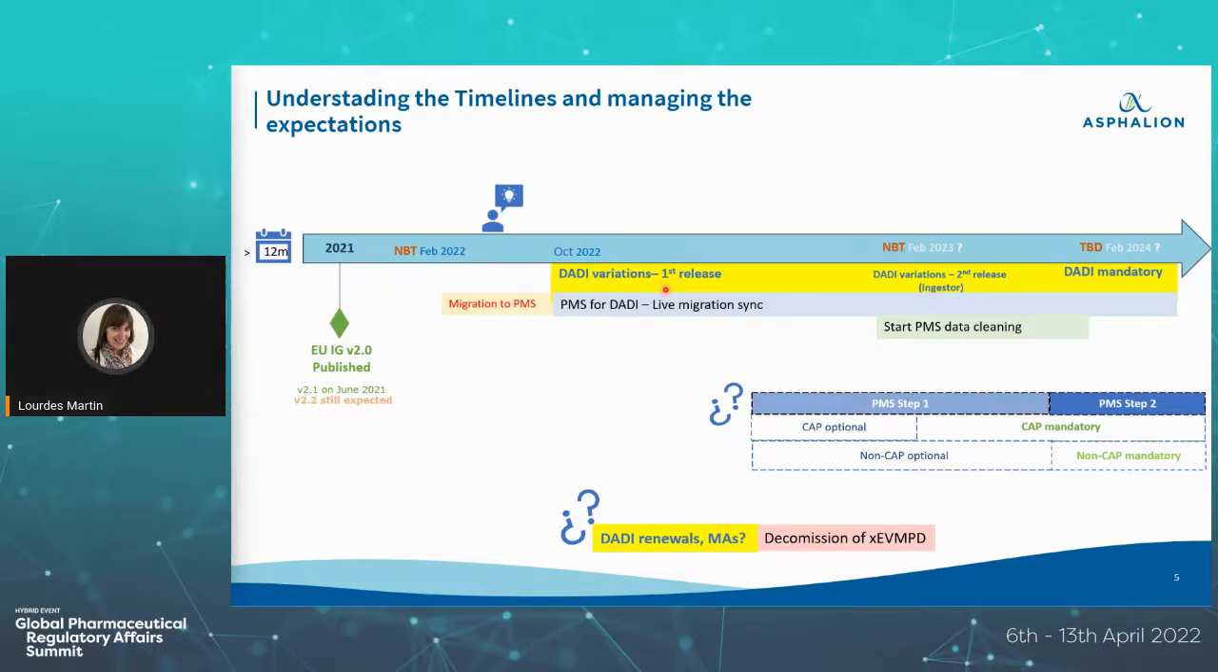The latest news, though, defines that there are 2 releases. The first release would be replacing the electronic application form that we currently use and already feeds from data from SPOR. But with the second release, there is a plan to have an ingester in place, in order to feed data back to PMS. And this is what in part will allow us to start the cleaning and the enrichment of PMS data, which will happen more or less at the same time that the second release of DADI goes live.